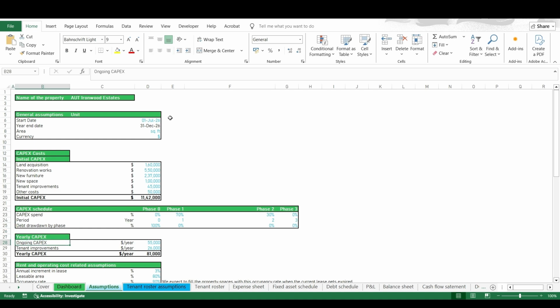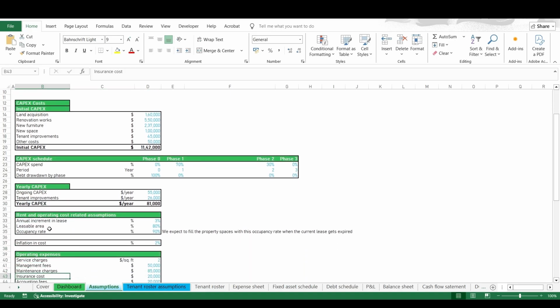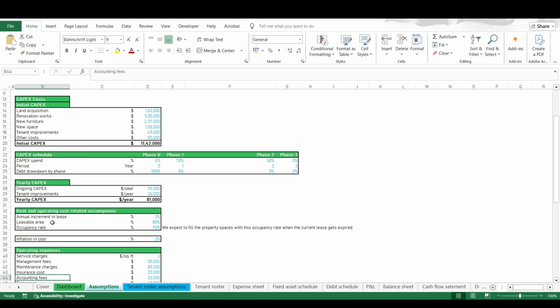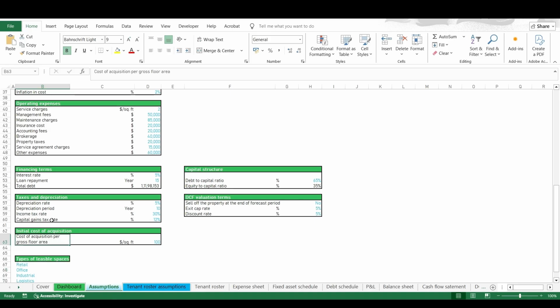Then we have our yearly ongoing capex assumptions, and some of the rent and cost related assumptions such as annual increment in lease, leasable area from the available land. Then we have occupancy rate. This is the rate at which we expect to fill our property spaces when the current lease on the property expires. Then we have inflation, and operating expense assumptions such as service charges, management charges, maintenance charges, insurance, accounting, brokerage, and other expenses. Then we have our financing terms, which are the interest rate and loan repayment.